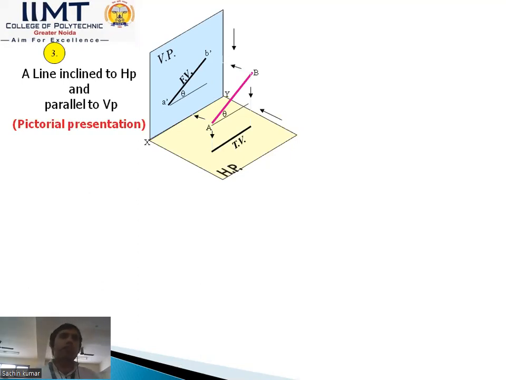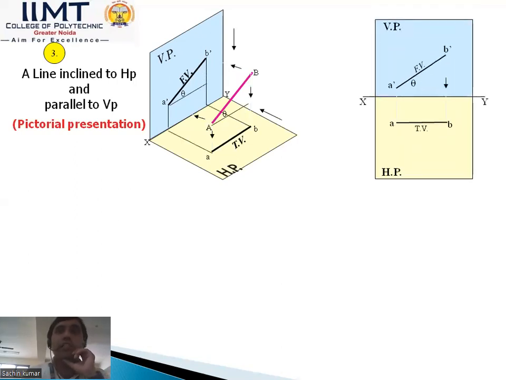How to draw these lines we have discussed: we start with the view that gives the true length. In this case, the front view gives the true length. So first we draw the XY line, the reference line. After that we draw the front view first, because only the front view gives the true length. So we draw A dash B dash, the front view. After that we draw the top view. The top view gives a shorter length than the true length, so we cannot read the actual true length from it.